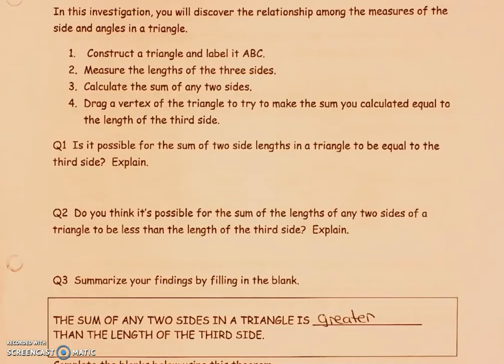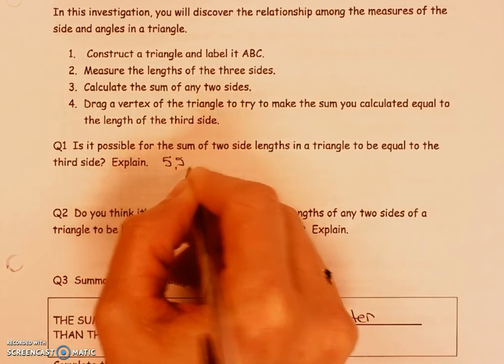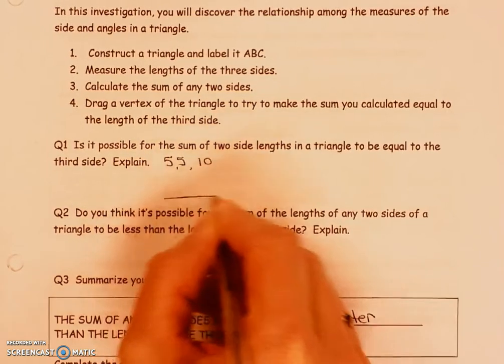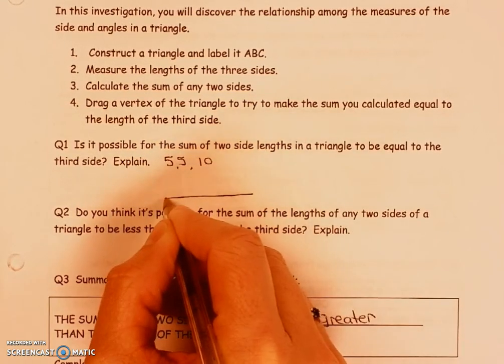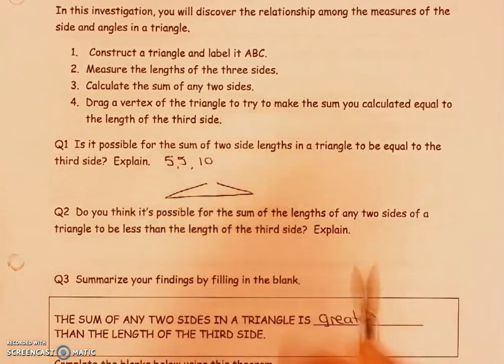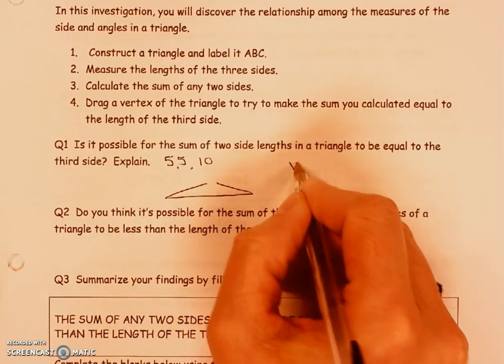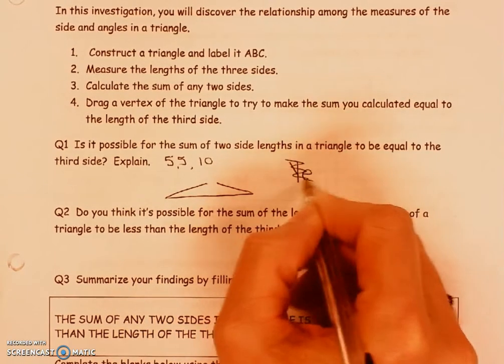So back to question 1. Is it possible for the sum of two sides to be equal to the third side? No. Let's take, for example, if I had a 5, 5, and 10. Visualize, if this is my 10, and I link on a 5 here, and a 5 here, there's always going to be an open gap because one of them would have to be longer than that in order to be able to touch and actually form a triangle. So this case would be no.